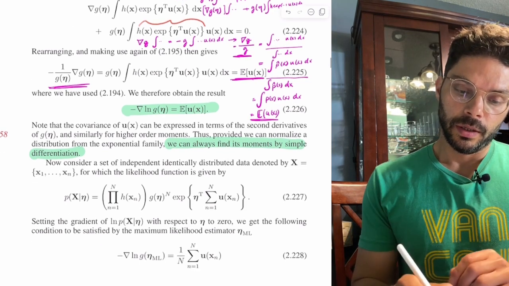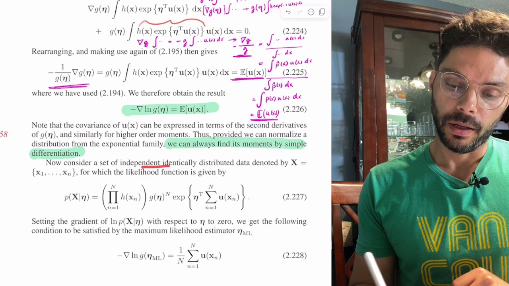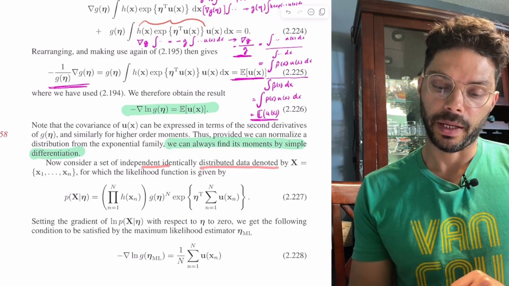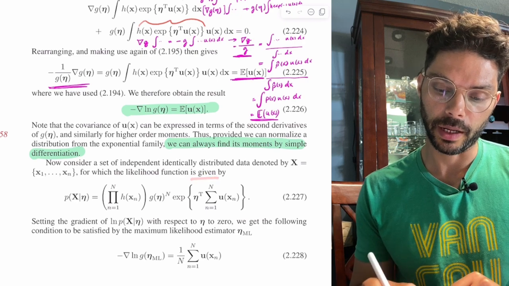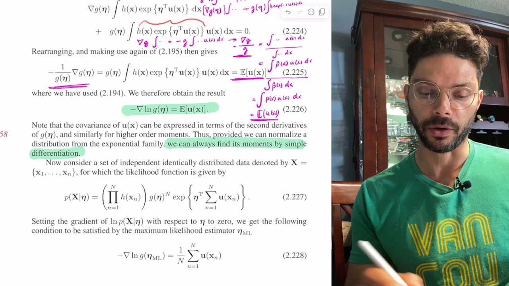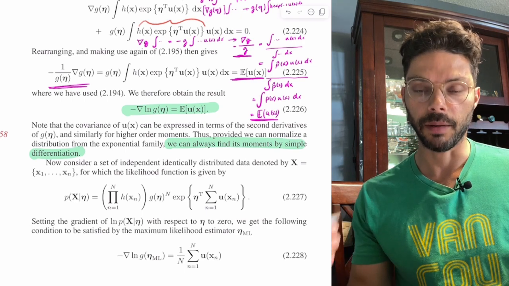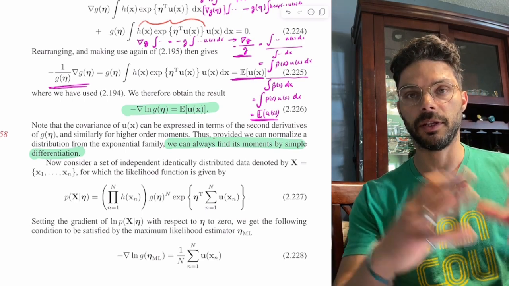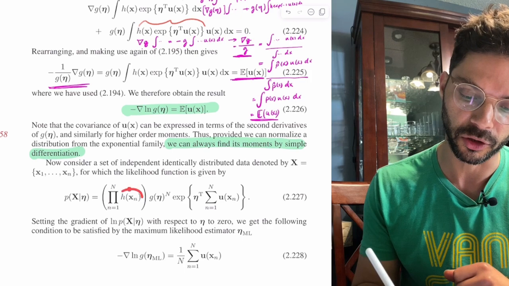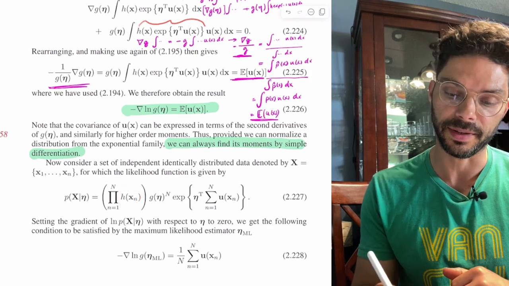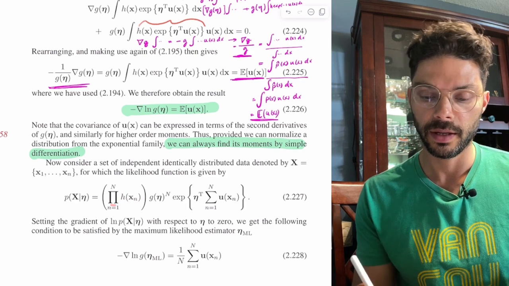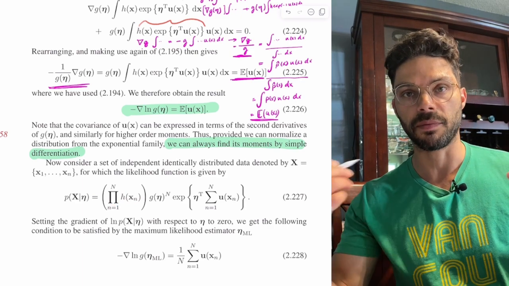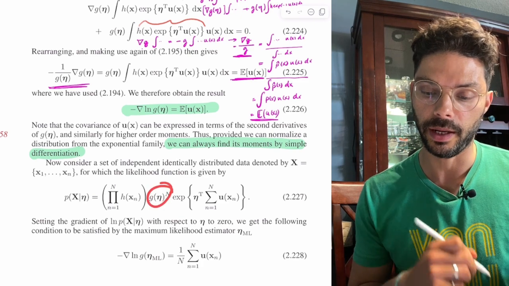Okay. Now consider a set of independent, identically distributed data denoted by x. So we've got x1 to xn, for which the likelihood function is given by this, right? They're all independent, so we're just going to multiply a bunch of probability distributions in the exponential family. Each of them is going to contribute this h of xn, and that could be different because the data could be different. So we get this product, but g of eta is the same because they're all coming from the same distribution. So you get a g of eta to the n.